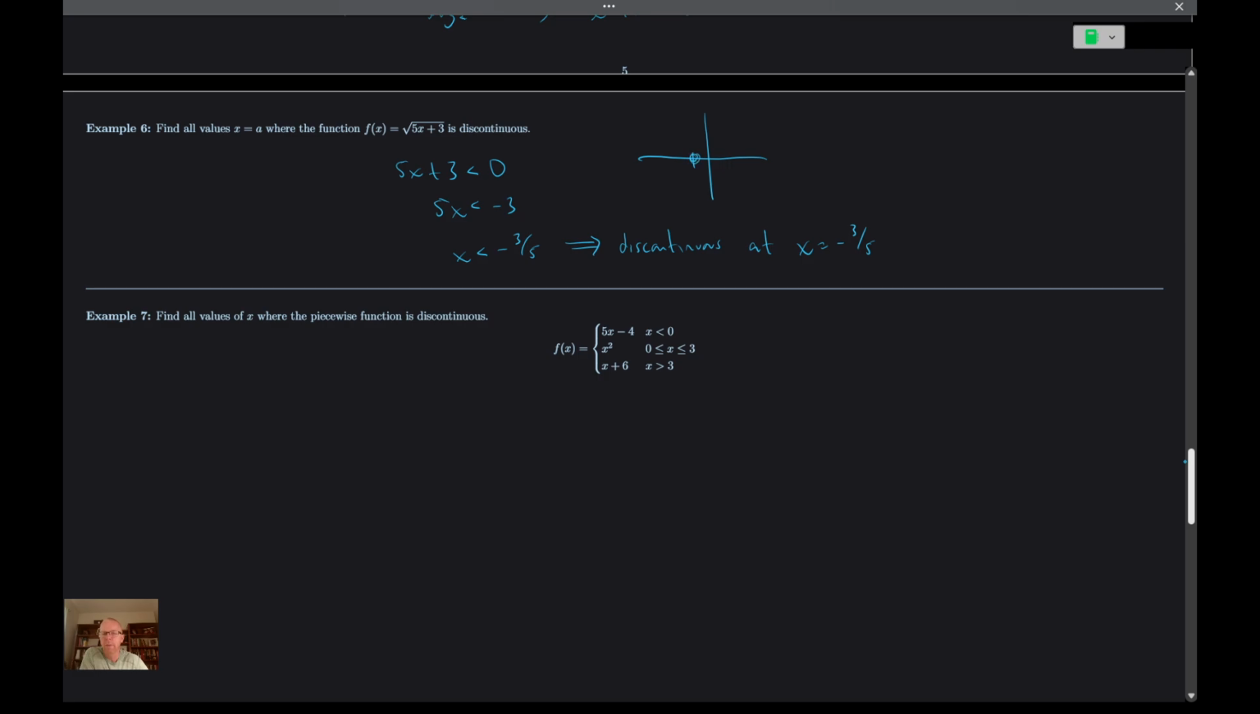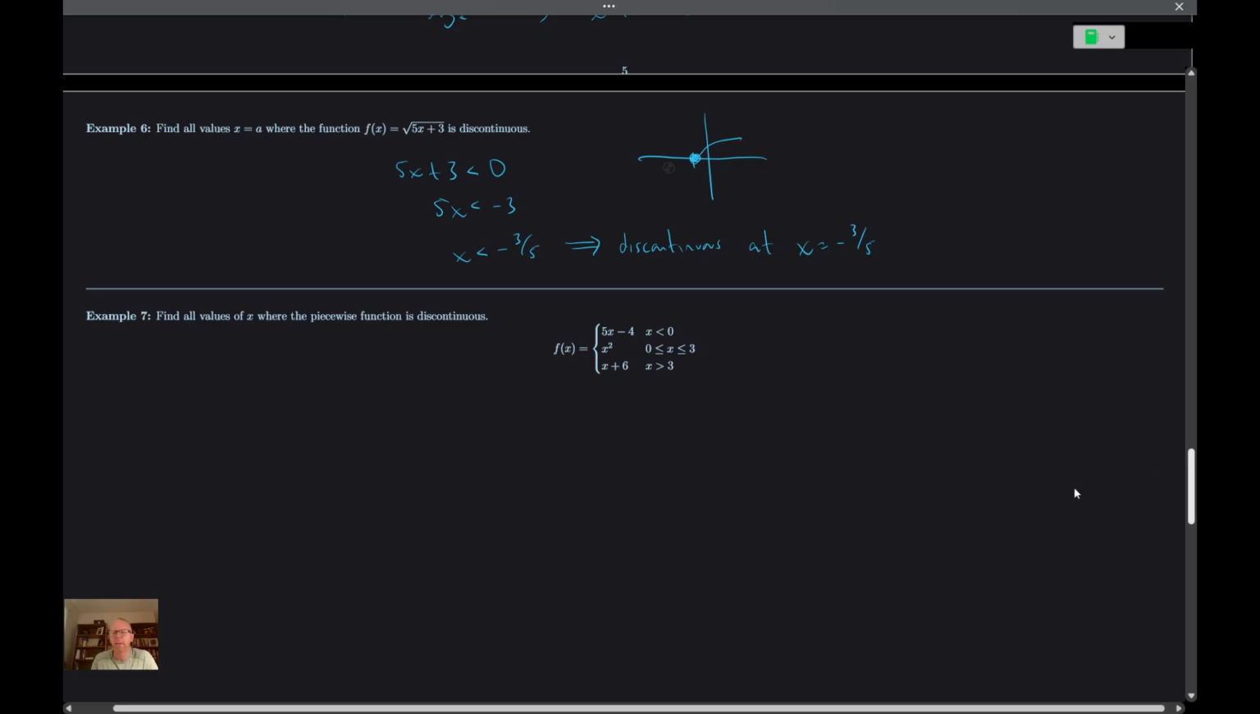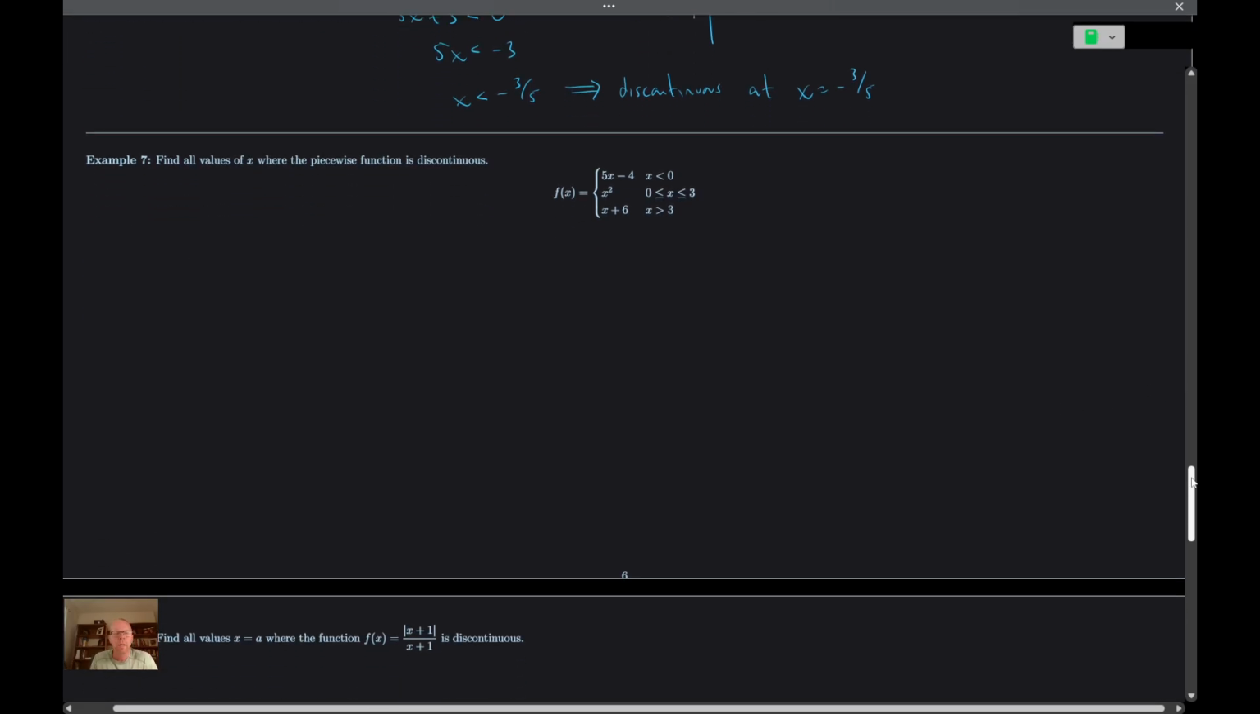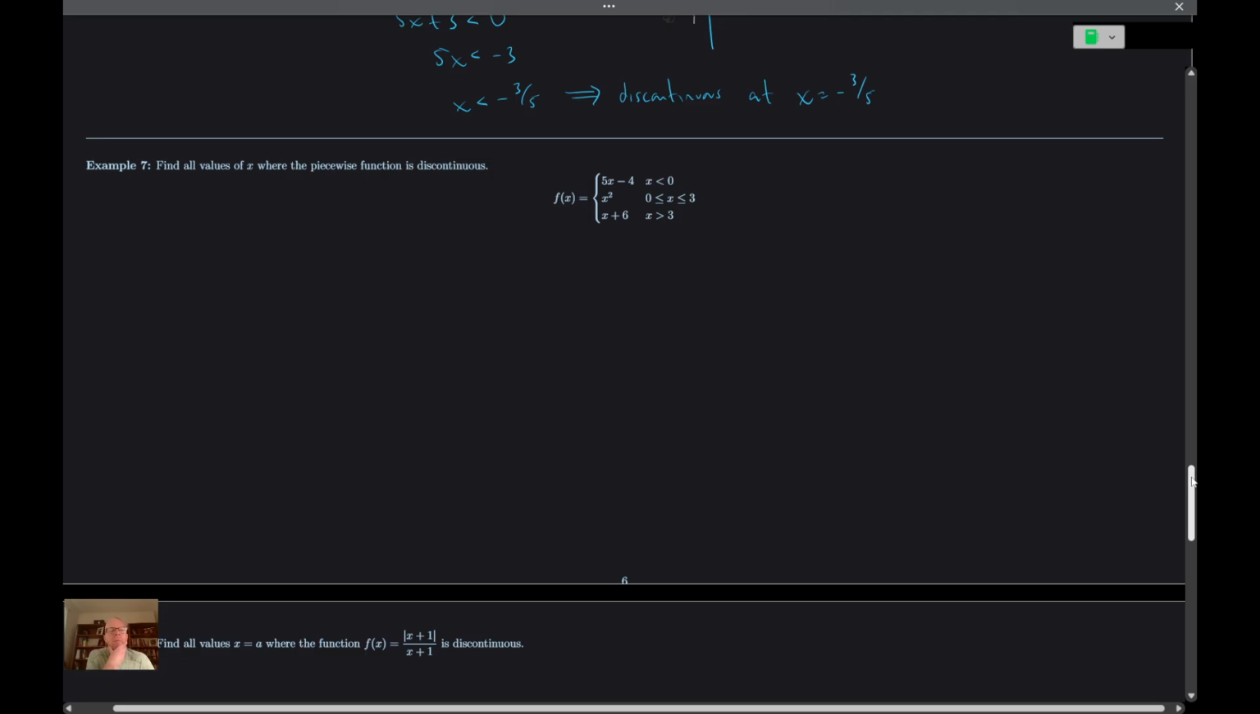We'll just say it's right there. So at that point, it is now discontinuous. Beyond that, we don't have it, it's not in the domain, but at that point, we're discontinuous. All right, find all values of x where the piecewise function is discontinuous.